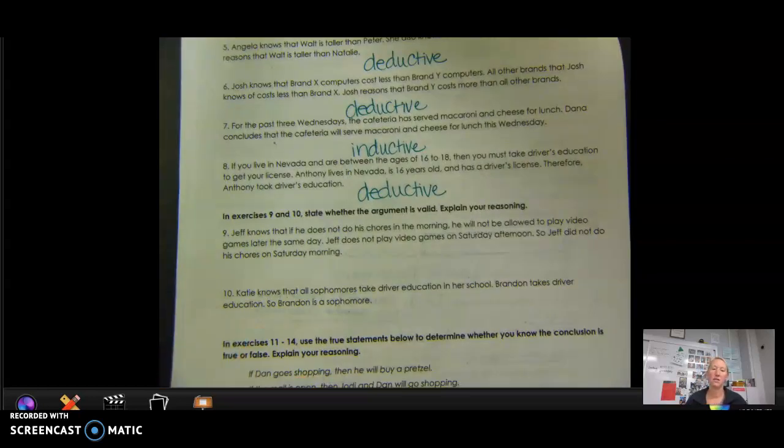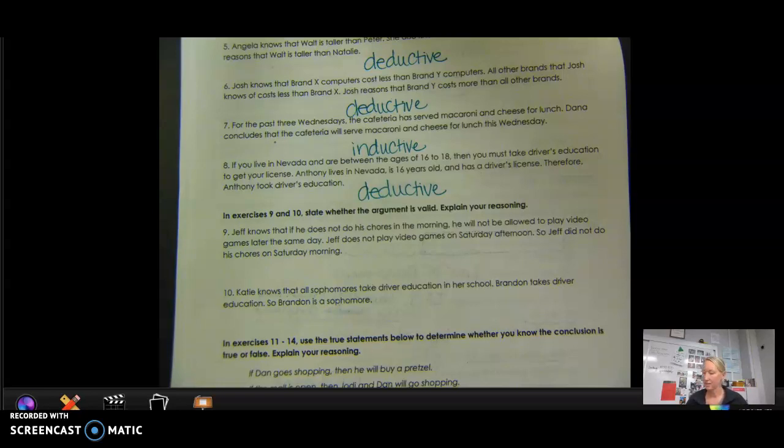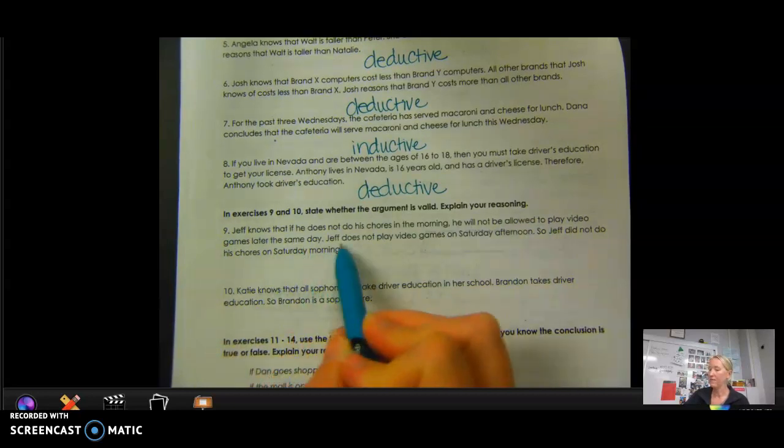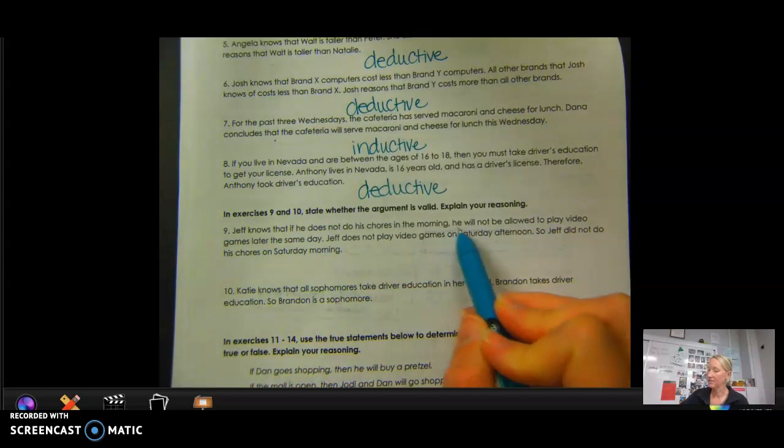All right. In 9 and 10, state whether the argument is valid and explain your reason. Jeff knows that if he does not do his chores in the morning, he will not be allowed to play video games later in the day. Jeff does not play video games on Saturday afternoon, so Jeff did not do his chores on Saturday morning. So what they've done there is they've taken their if-then statement and they've made positive the then part, the second part.